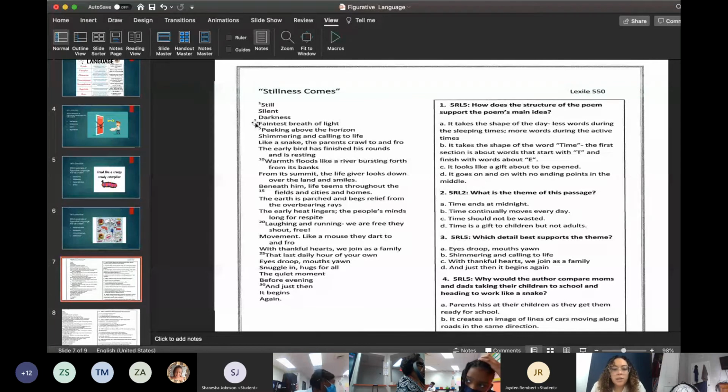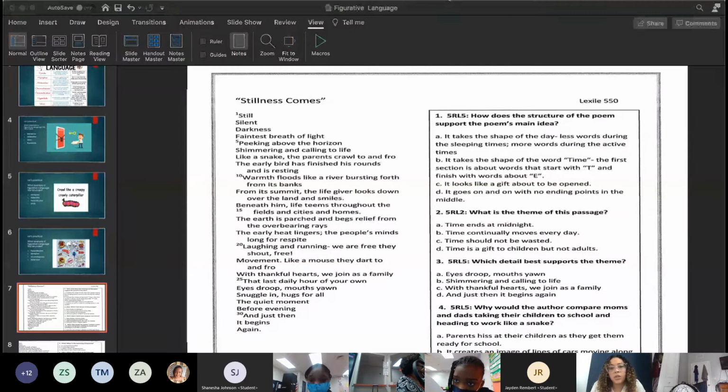So our stanza 1 here would be: still silent darkness, faintest breath of light, peeking above the horizon. And then it'll stop. It's like a cutoff. This one is a little more close together, but sometimes when you read other poems, you'll have a space in between each stanza. But in this case, it's really not that much space.